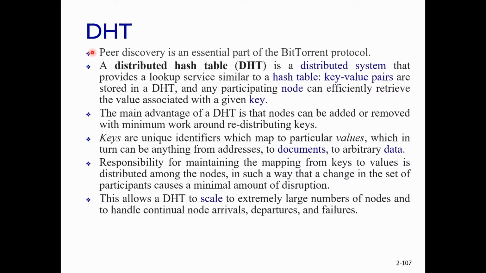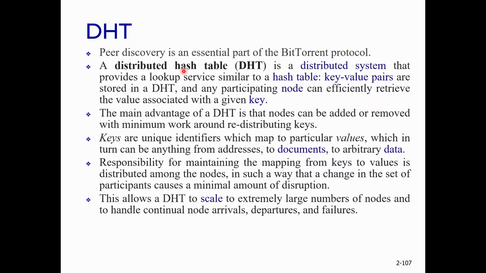Distributed hash table is basically used to replace the concept of tracker. This distributed hash table stores some information, that is the hash key and the hash value. The hash value can be the IP address of the node which has the file to be distributed.